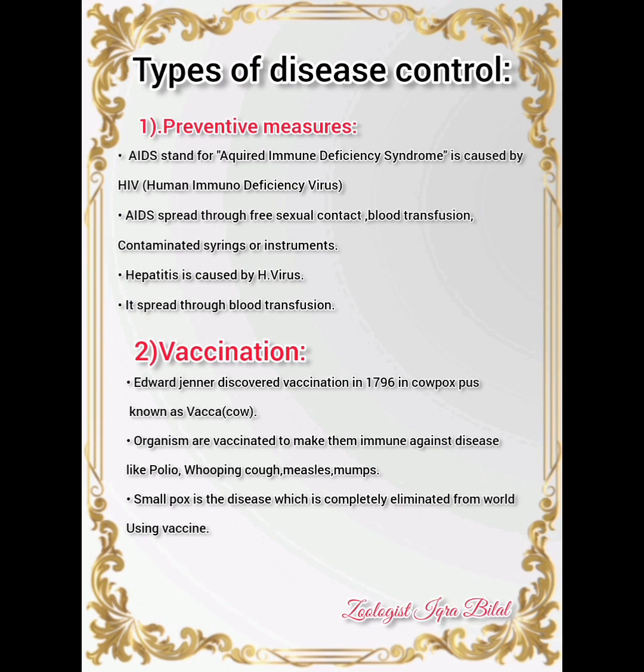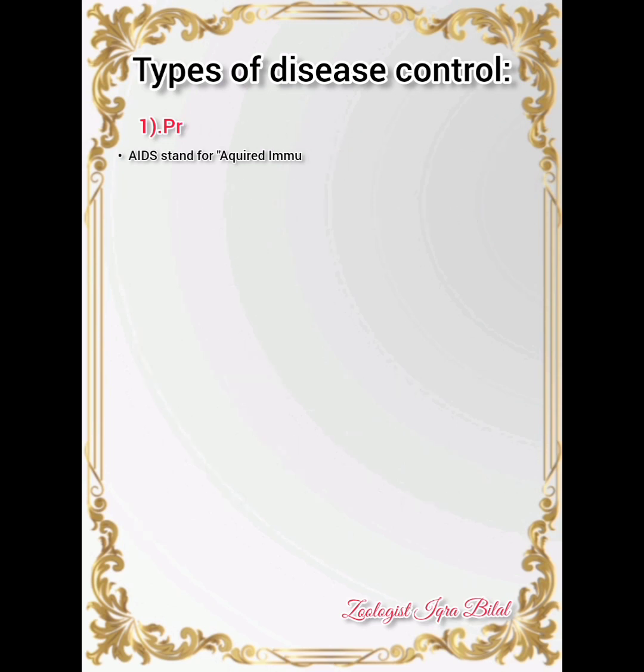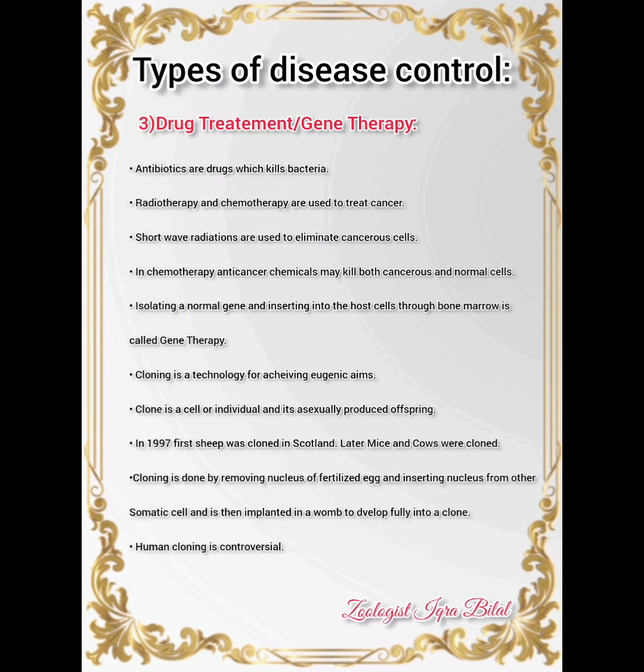Those organisms or pathogens which causes this disease are killed and then inserted into the organisms which produce immunity against them, and when the real enemies entered the organismic body, they produce immunity against them, and it is a fact of vaccinations. Third is drug treatment.